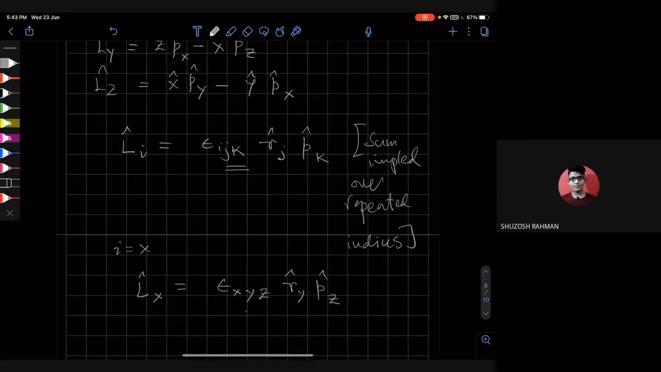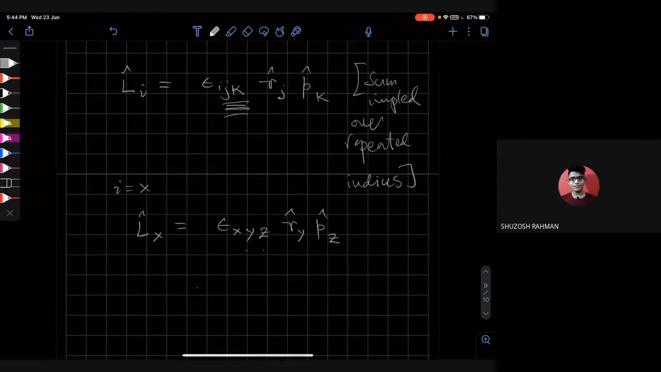But this is just one option. There's a sum over all possible values of j and k. So I have to add to it epsilon x. Of course, the first index is fixed, but the second index y can be z. If y is z, then the third index has to be y, because for the Levi-Civita symbol, all the indices have to take different values. Then r is going to have the index z, and p is going to have the index y.